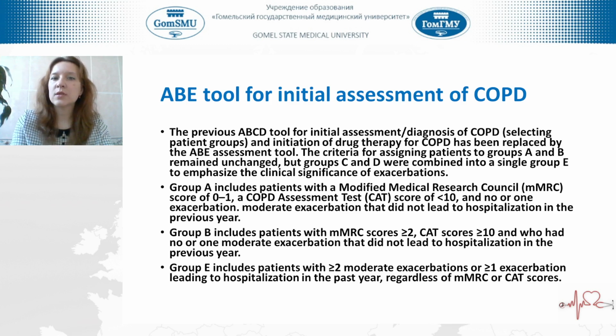Group A includes patients with a modified Medical Research Council (mMRC) score from 0 to 1 and a CAT score less than 10 and no or one moderate exacerbation that did not lead to hospitalization in the previous year. Group B includes patients with an mMRC score more than or equal to 2, a CAT score more than or equal to 10, and no or one moderate exacerbation that did not lead to hospitalization in the previous year. Group E includes patients with more than or equal to two moderate exacerbations or one or more exacerbations leading to hospitalization in the past year, regardless of mMRC or CAT scores.